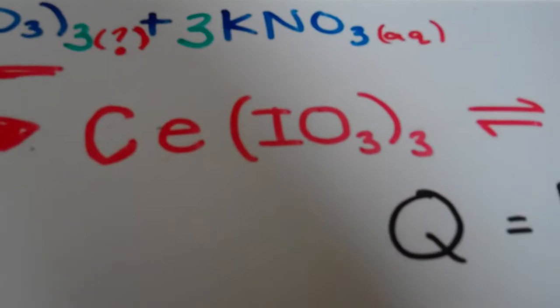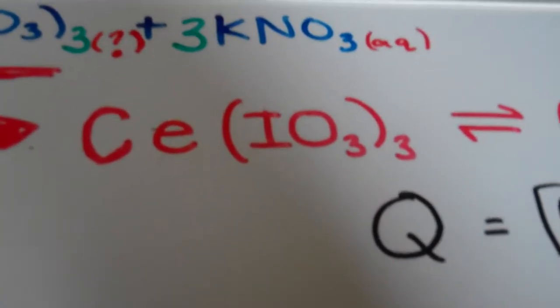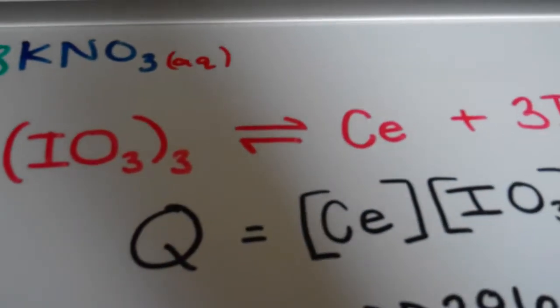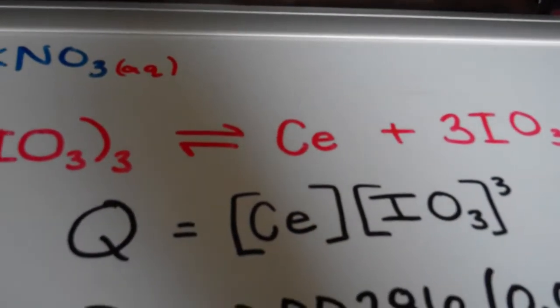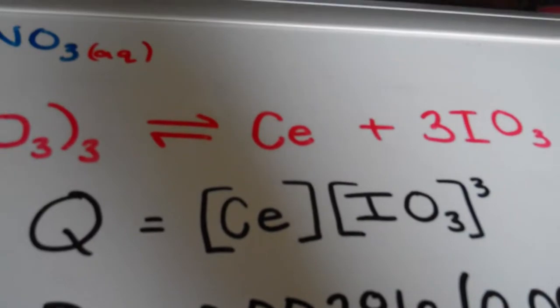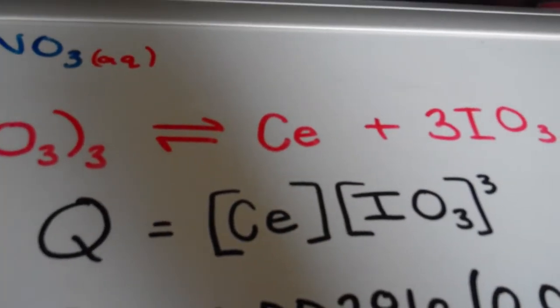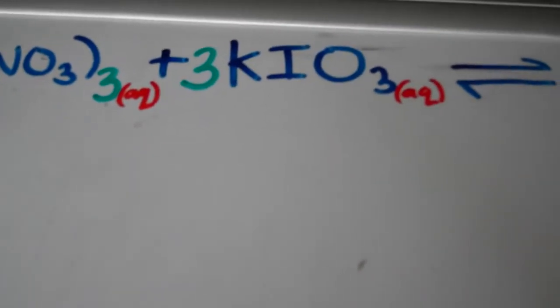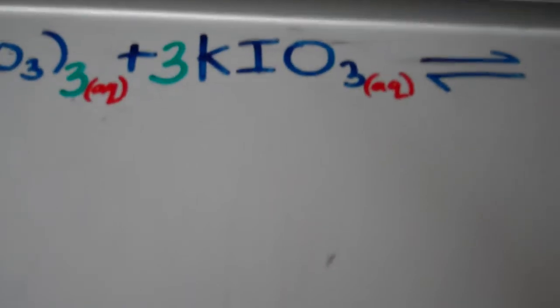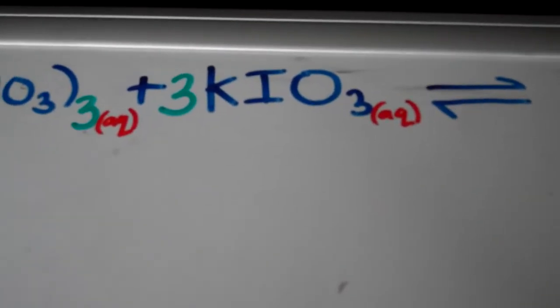So we're going to go ahead and break this one down. So we have CeIO3, and we're going to have the reaction as follows. Ce plus IO3, well, those are ions, and so our Q is going to therefore equal the concentrations of each of those. We know the concentration of CeNO3 and the concentration of KIO3. Those are the concentrations we know. When we add them together, we're going to get different concentrations.